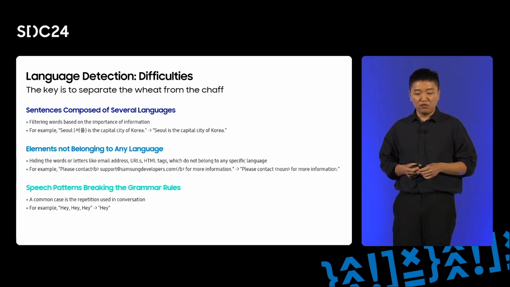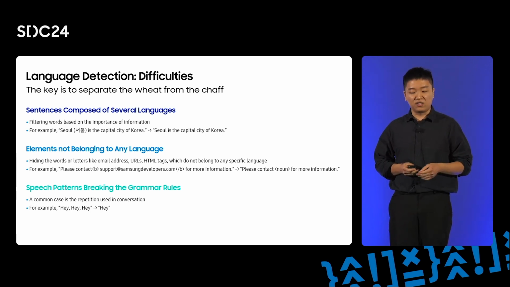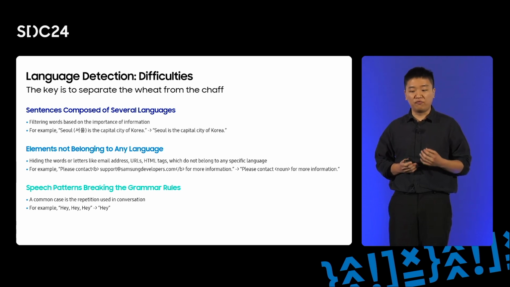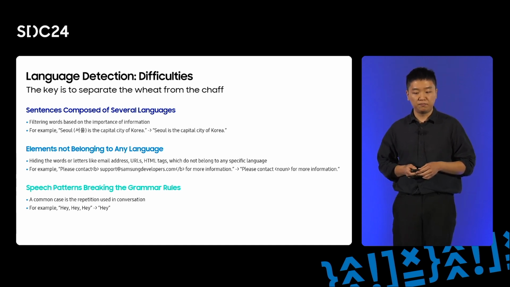The first difficulty we have found is with sentences composed of several languages, which are common in the online encyclopedia. Therefore, we added a preprocessing module to decide the importance of each part of the sentences and remove the less important ones. The example here is to remove the additional information in the parentheses.